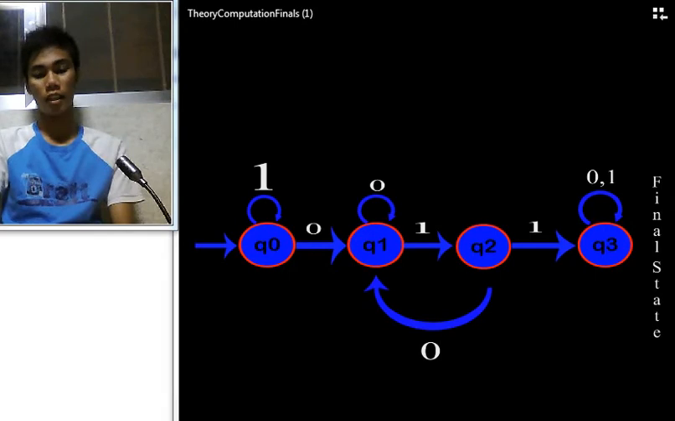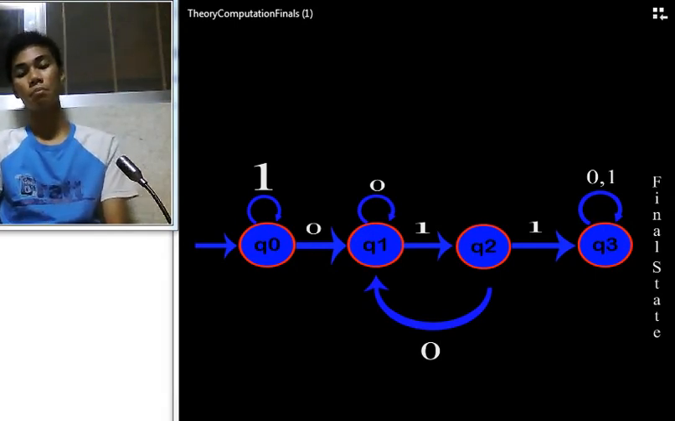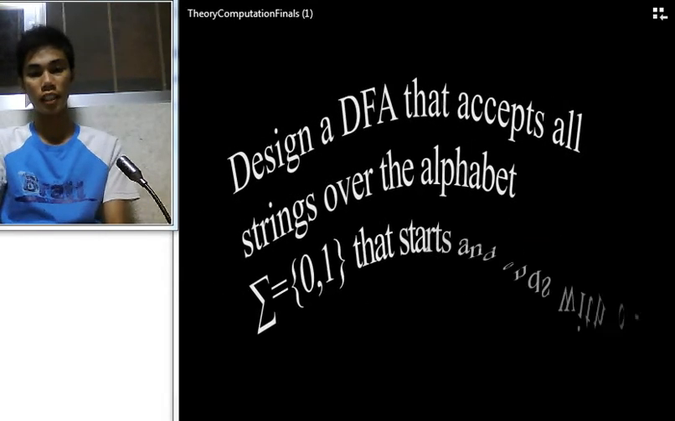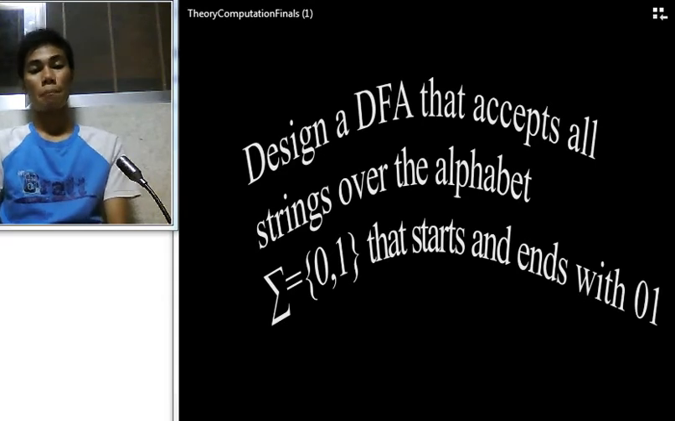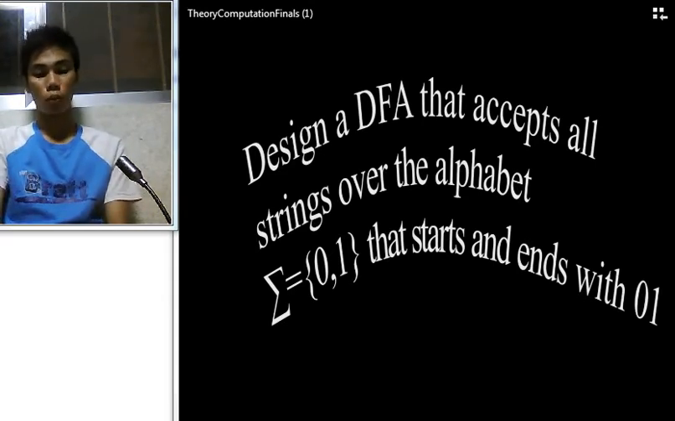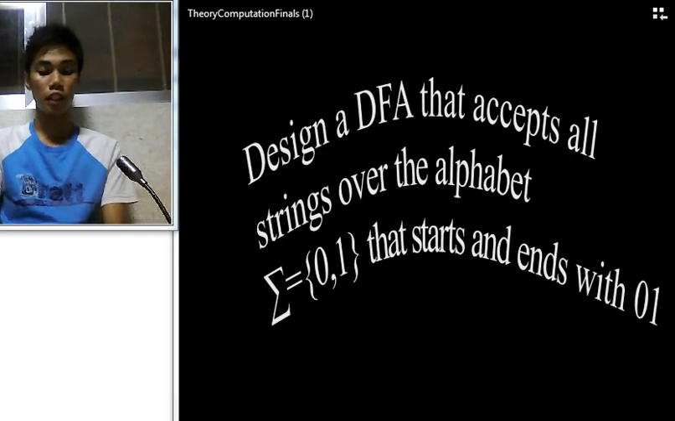Problem number 2 solved. And another problem, problem number 3. A little bit reading. And our problem number 3 is design a DFA that accepts all strings over the alphabet 01 that starts and ends with 01. In this problem, the string should start and end with a substring of 01, or else the machine will reject it.